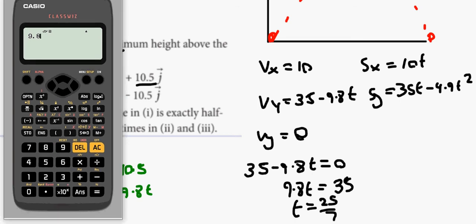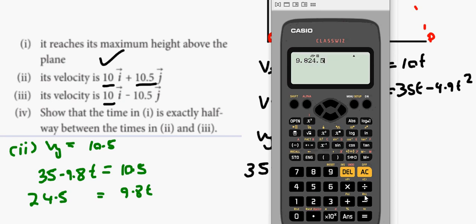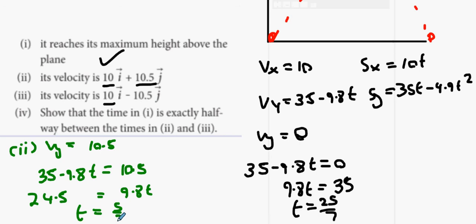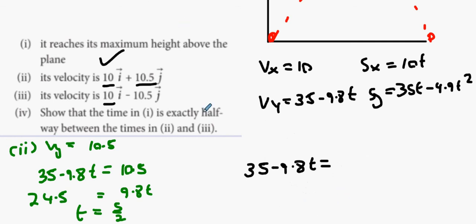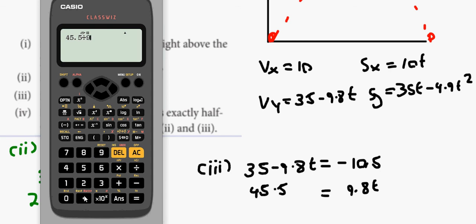Alright. 24.5 divided by 9.8. Five over 2. T equals 5 over 2. That's for question 2. Now for question 3, we'll do minus 10.5, which means it's 9.8t equals 45.5. 45.5 divided by 9.8. And we get 65 over 14, otherwise known as 4.64 seconds. 65 over 14.